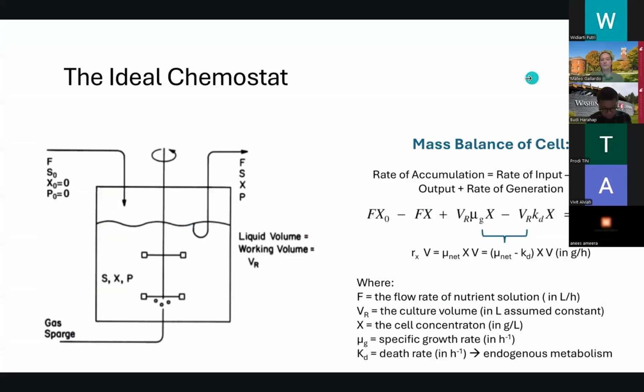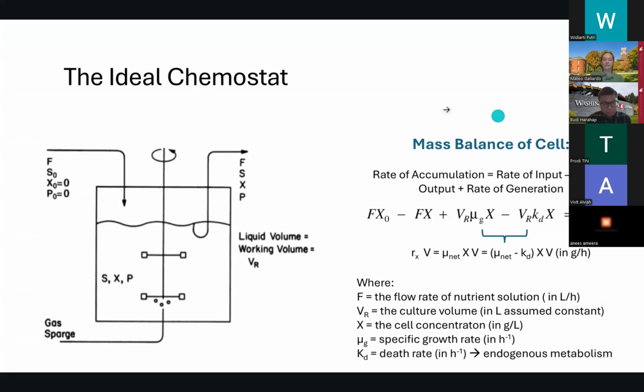So the ideal chemostat is perfectly mixed. So the concentration of the chemicals inside the reactor is the same as the outlet, but not the inlet. This is very important when doing the mass balance.